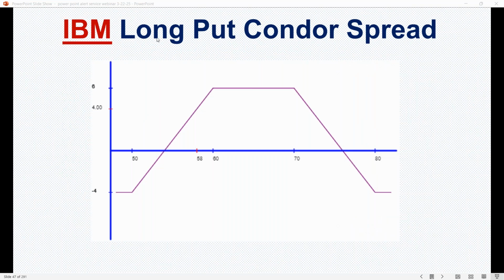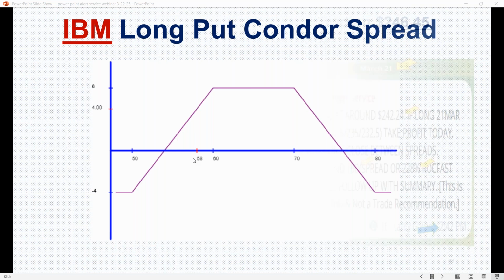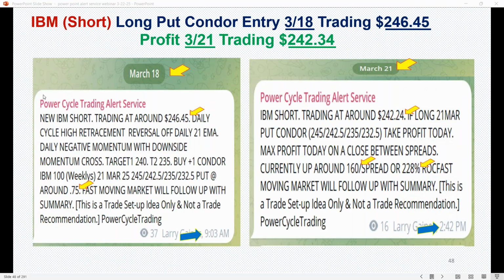So here's one that we just did this past week. This was on IBM. This was a long put condor. So this was the alert that was sent out. This is what you'll get. All right. So it says this was on the 18th of March. It was trading at 246. It says new IBM short trading around 246.45. Daily cycle high retracement. That was that retracement into moving average falling off. Okay.